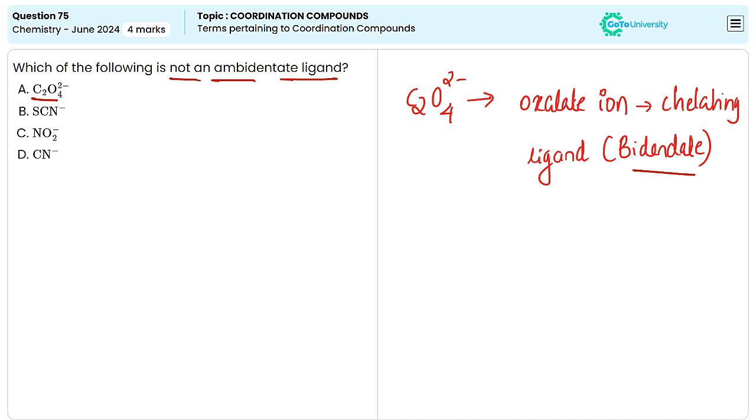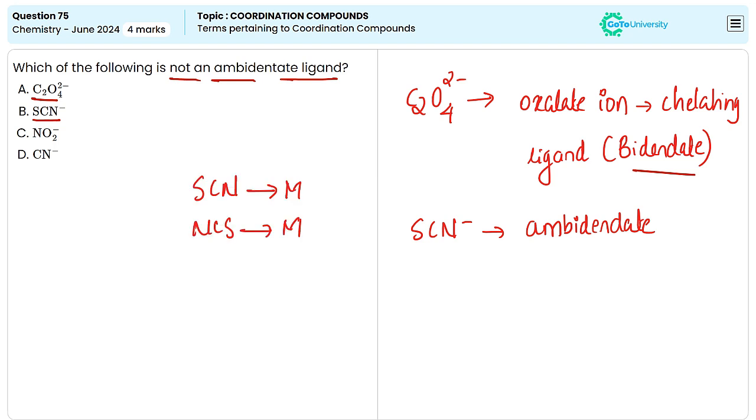The second one is thiocyanate ion. This is a best example for ambidentate ligand because thiocyanate ion has two donor atoms. They are nitrogen or sulfur. Either they can use the nitrogen atom to make coordinate bond with the metal or sulfur atom to make the bond. So this is an example for ambidentate ligand.